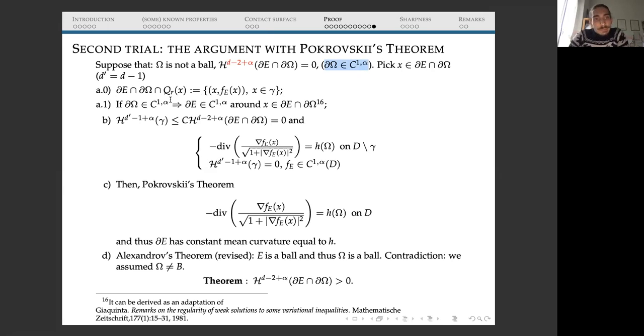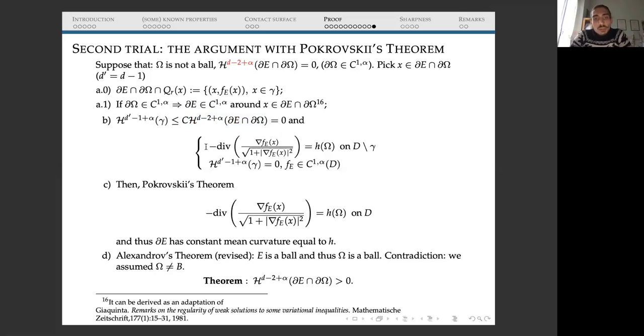Now you pick a point and you rename it d prime. As before, you define gamma to be basically the diffeomorphic image of the intersection of the boundaries according to the diffeomorphism induced by F. Let's forget for one second A1. B tells you easily that, as before, since this was small, in particular this measure was 0, you can transfer this smallness to gamma with this equality. So this was 0, which implies that gamma has to be negligible in its own dimension.